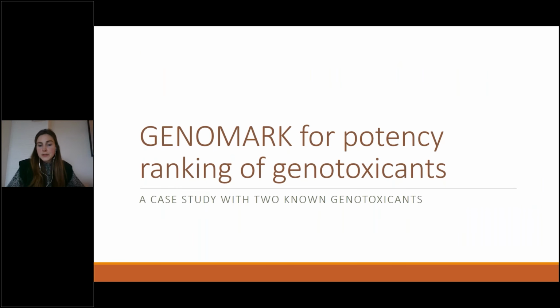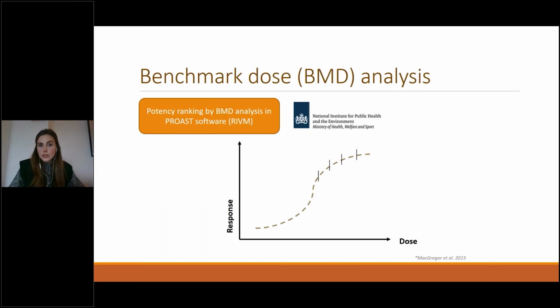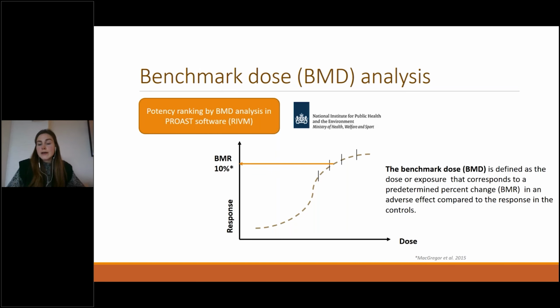So as I mentioned in the beginning, one of the limitations of the current in vitro assays is the limited quantitative use of the data. And therefore, in this case study, we wanted to investigate whether we could use GENOMARK for potency ranking of genotoxicants. And in this case study, we used 2 known genotoxicants, and we used the benchmark dose approach as a quantitative analysis approach. So the benchmark dose is defined as a dose or exposure that corresponds to a predetermined % change, or the benchmark response, BMR, in an adverse effect compared to the response in the controls.